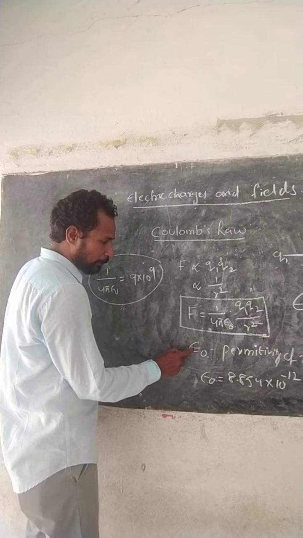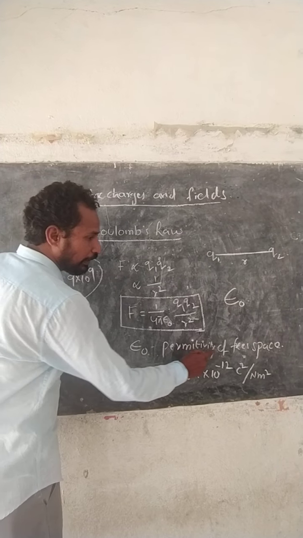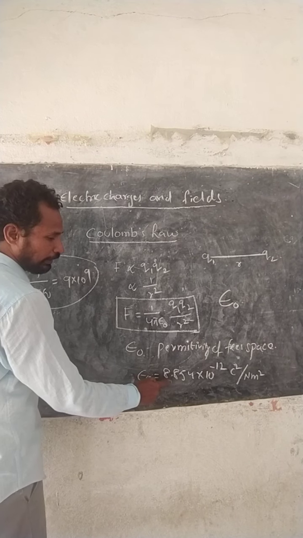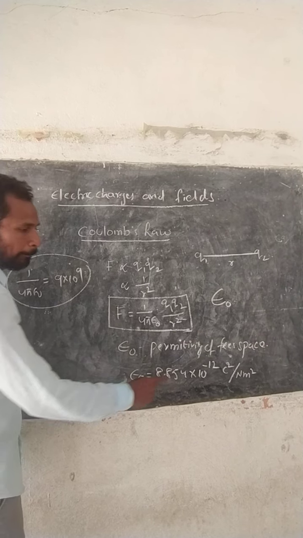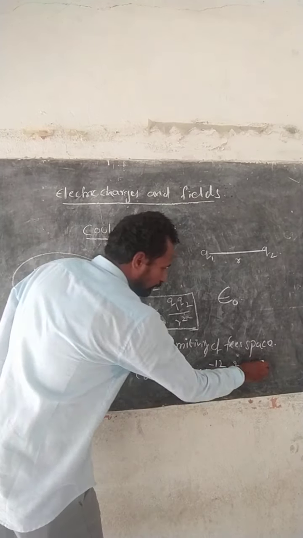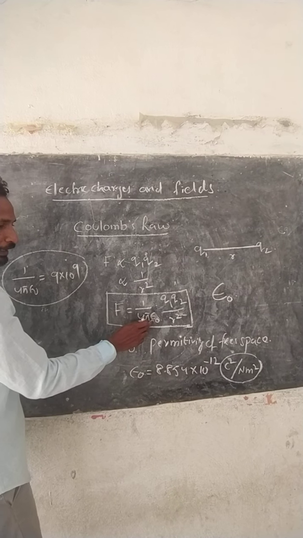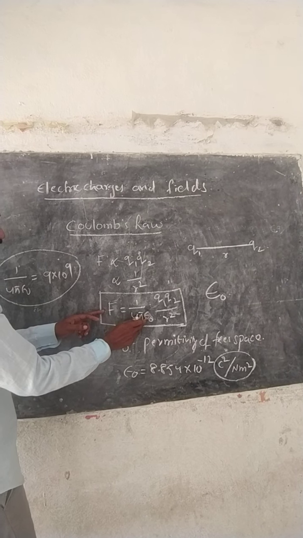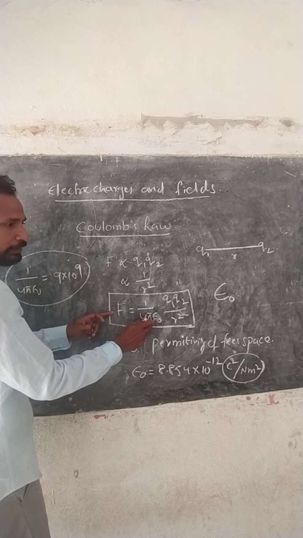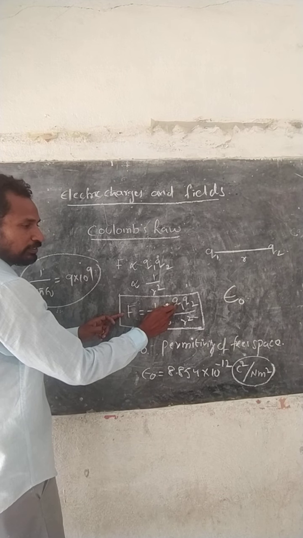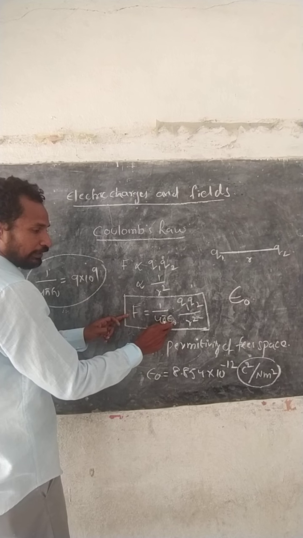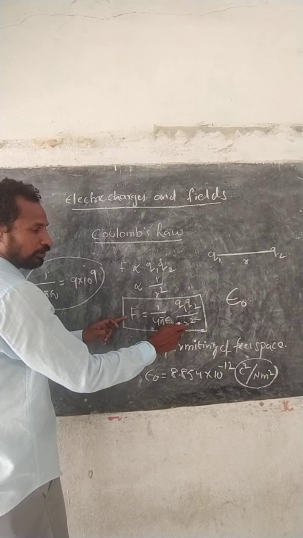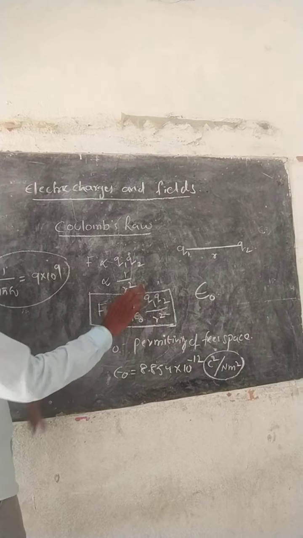So don't forget, epsilon naught is called the permittivity of free space. The value is 8.854 into 10 power minus 12 Coulomb square per Newton meter square. We got this unit by making epsilon naught the subject. If you make epsilon naught the subject, F goes to this side. Q1 unit is C, Q2 unit is C, so C into C gives C square. F is already there, so the F unit is Newton, and R is the distance, meter square.